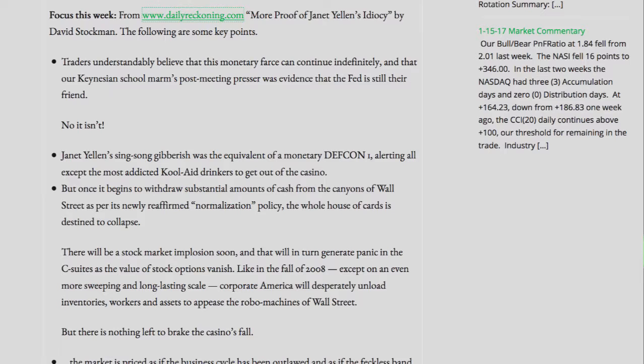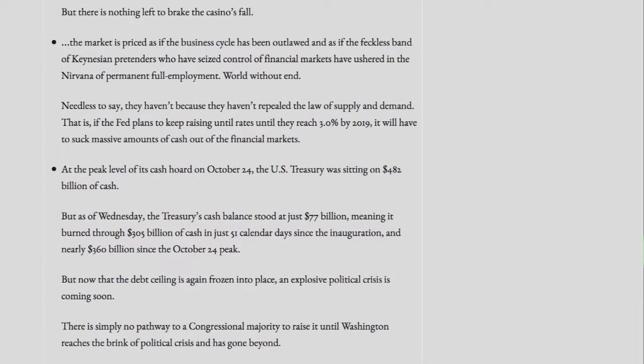Like in the fall of 2008, except on an even more sweeping and long-lasting scale, corporate America will desperately unload inventories, workers, and assets to appease the robo-machines of Wall Street. But there is nothing left to break the casino's fall.